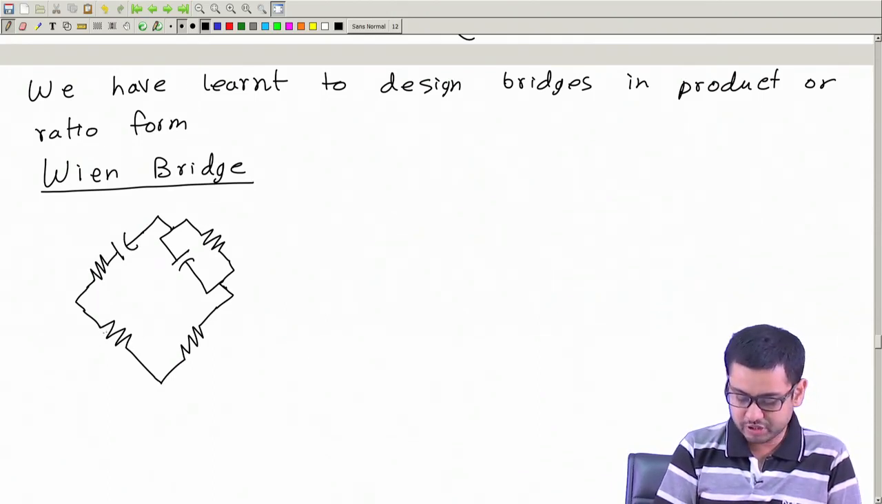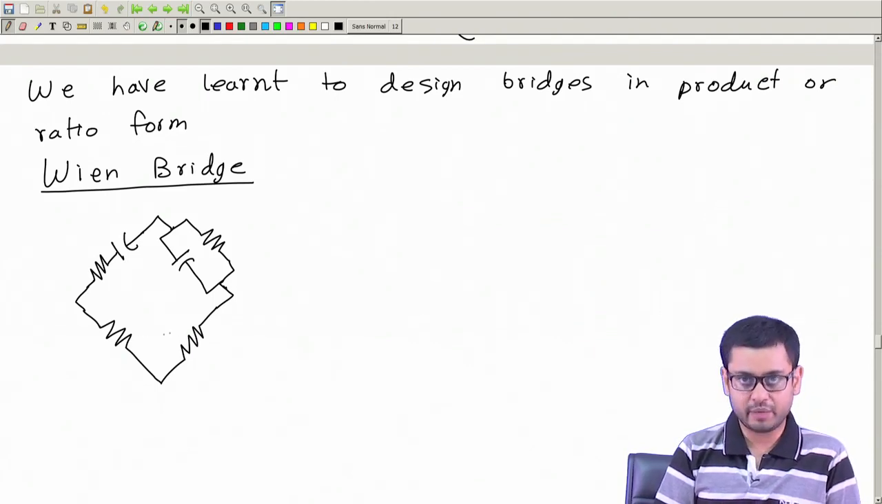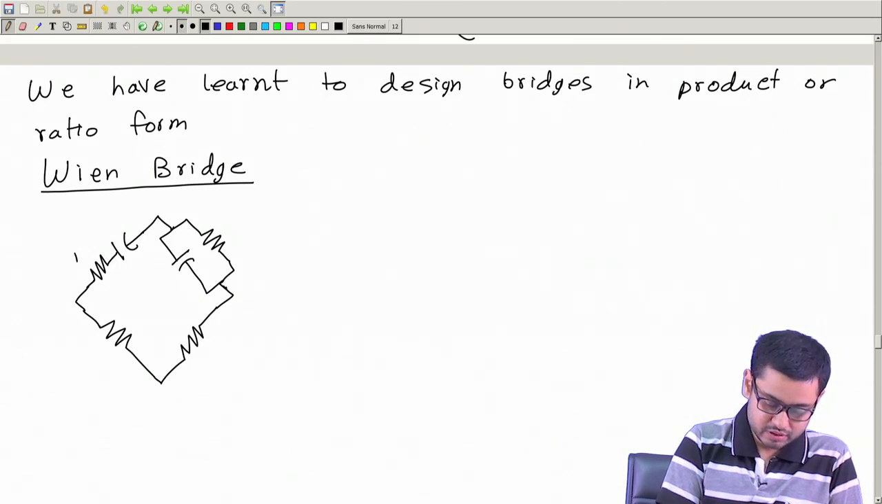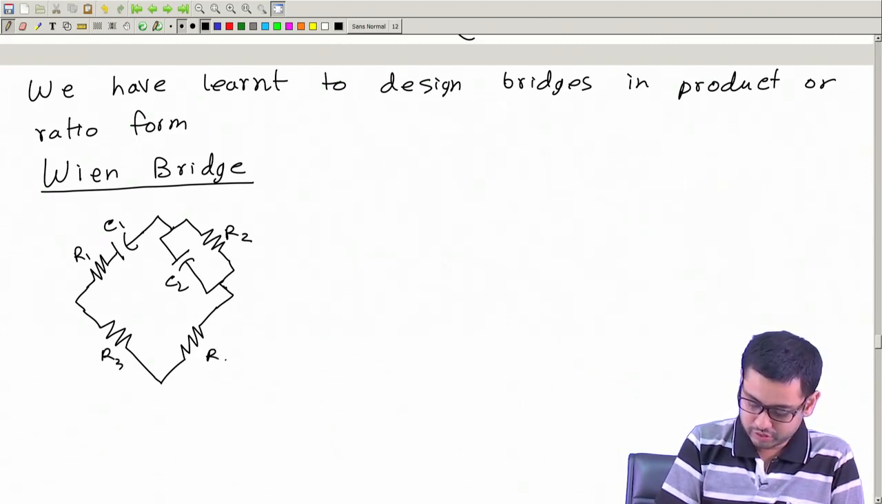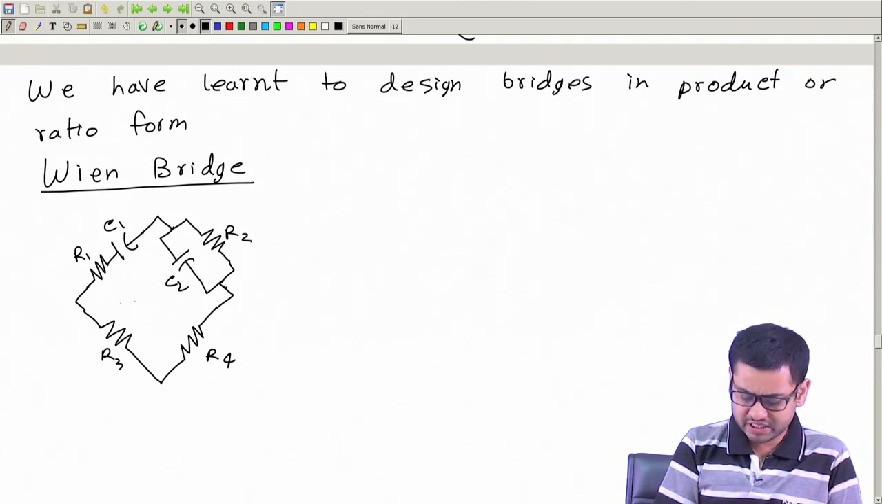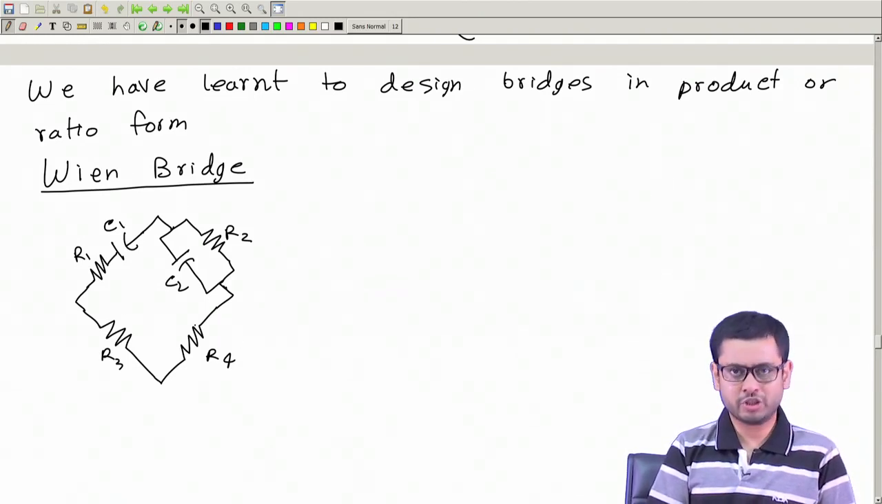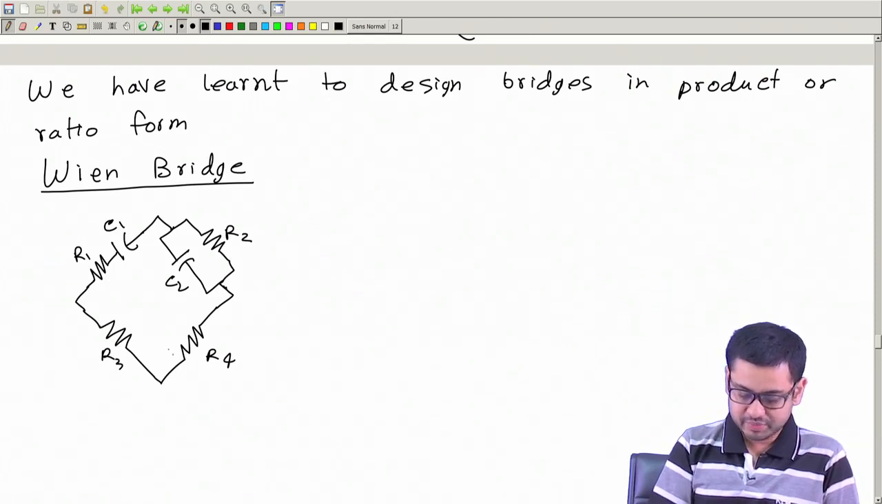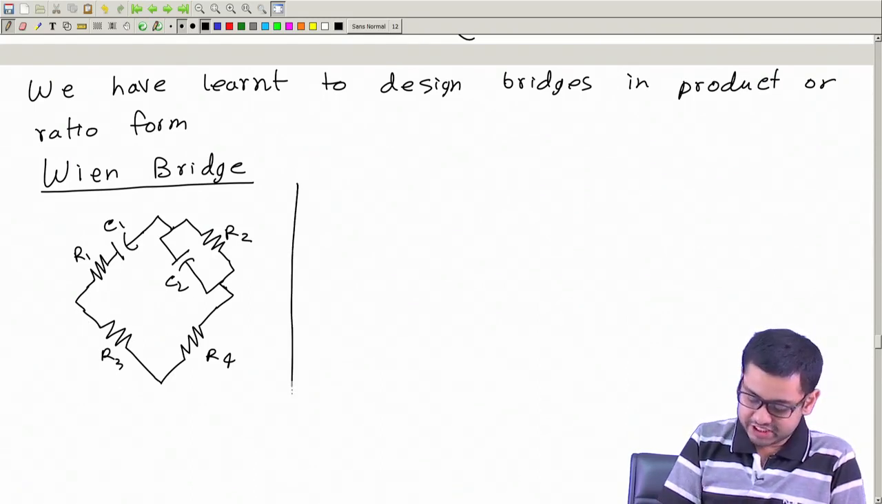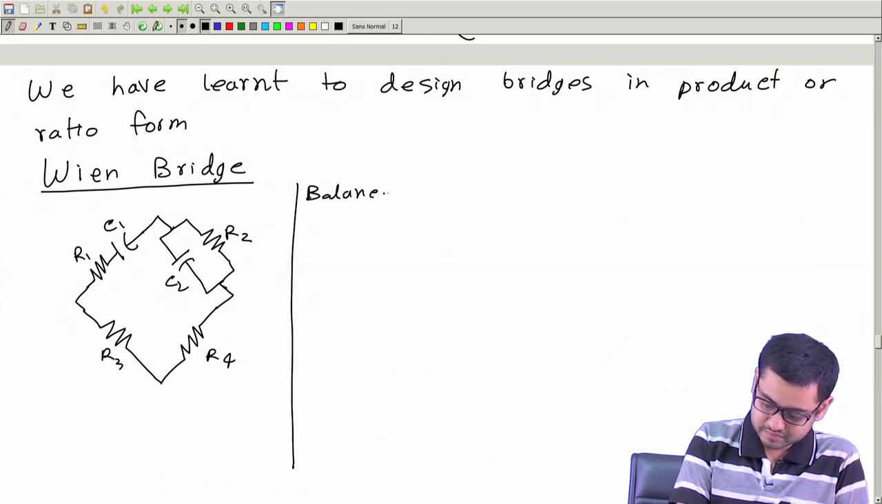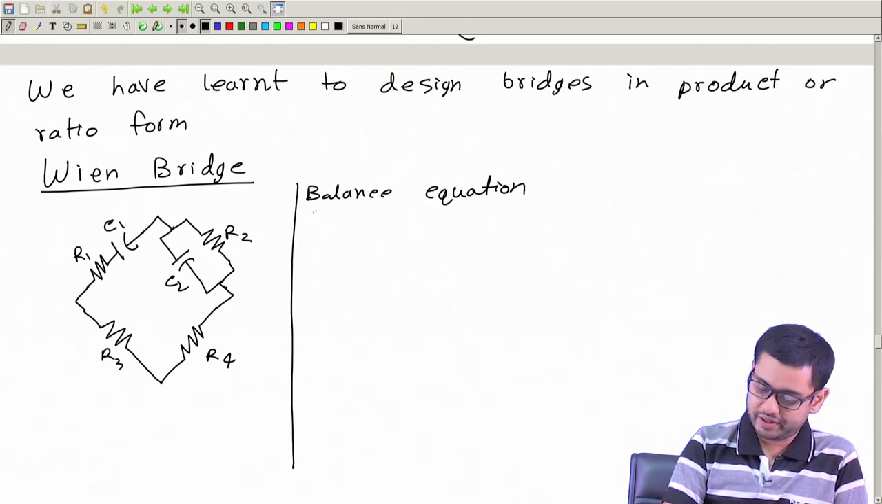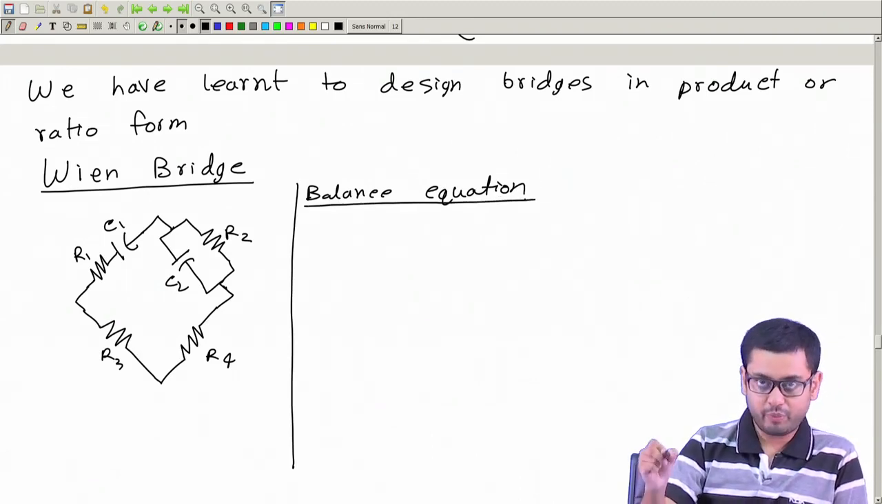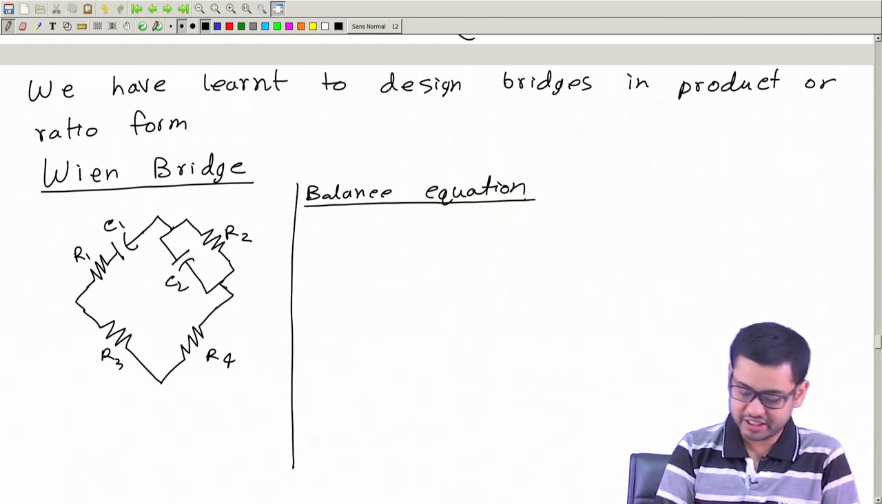You may still call it a ratio bridge because the two adjacent arms are purely real. Okay, so R1, C1, C2, R2, R3, R4. These R3 and R4 are purely real. So, you may still like to call it a ratio bridge, but at least it is not a nice ratio bridge. Balance equation is not going to be very simple. Okay. This is a peculiar bridge which is called Wien bridge. So, let us see the balance equation. I urge you, I request you that you try to derive it yourself by pausing the video and match the answer with me later. Okay.